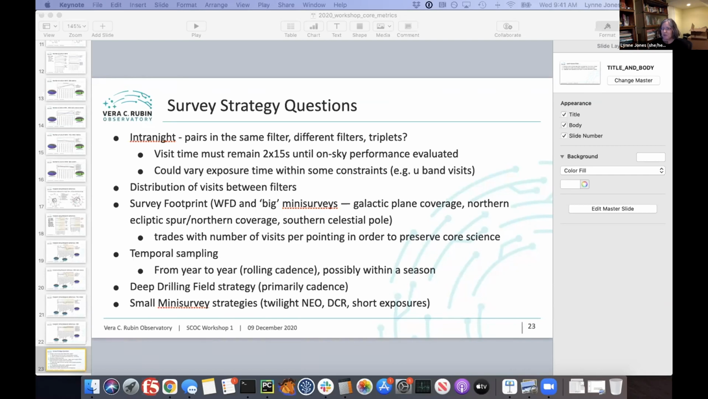And yes, in general, when we're evaluating the rolling cadence simulations as a whole, what we do is look at the science outputs of those metrics.